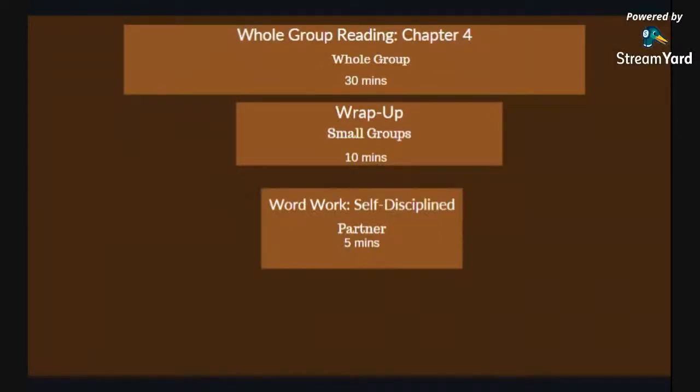The reading is divided into 3 subcomponents for a total of 45 minutes: 30 minutes of whole group reading of the chapter, a wrap-up discussion for 10 minutes, and then 5 minutes of word work about the word self-discipline.